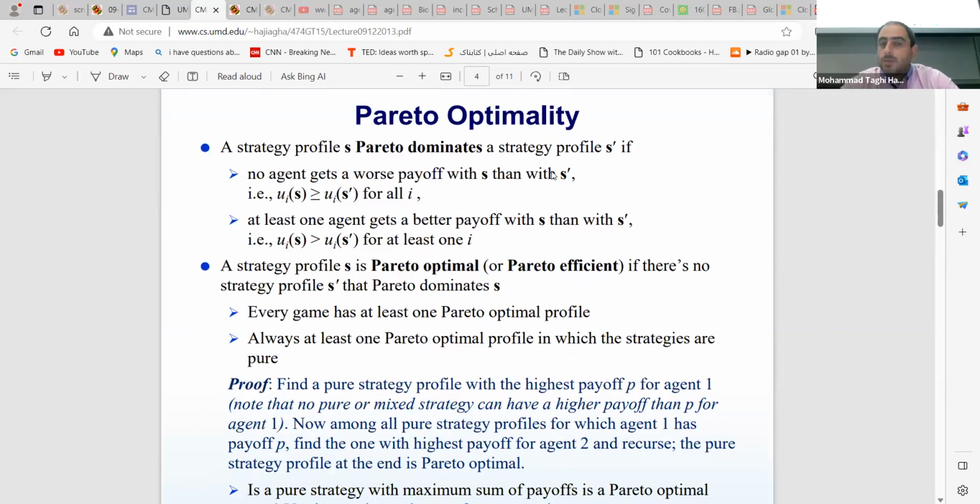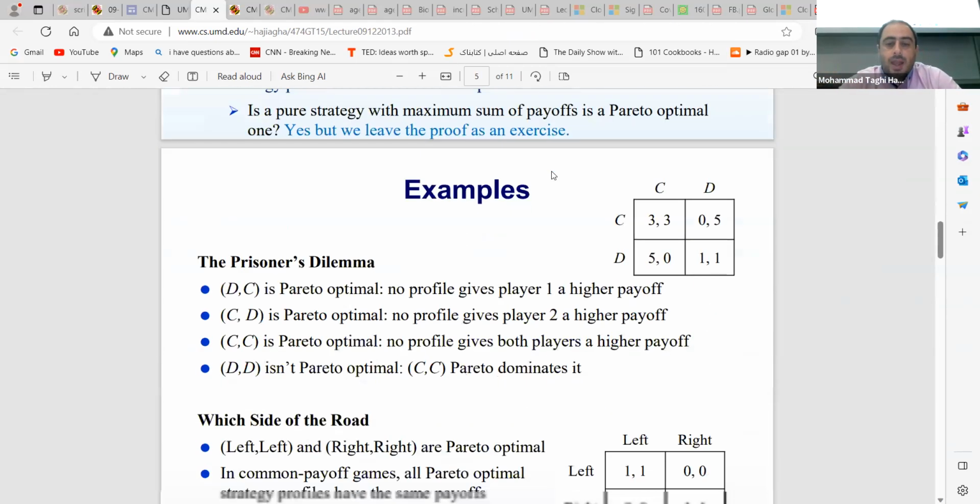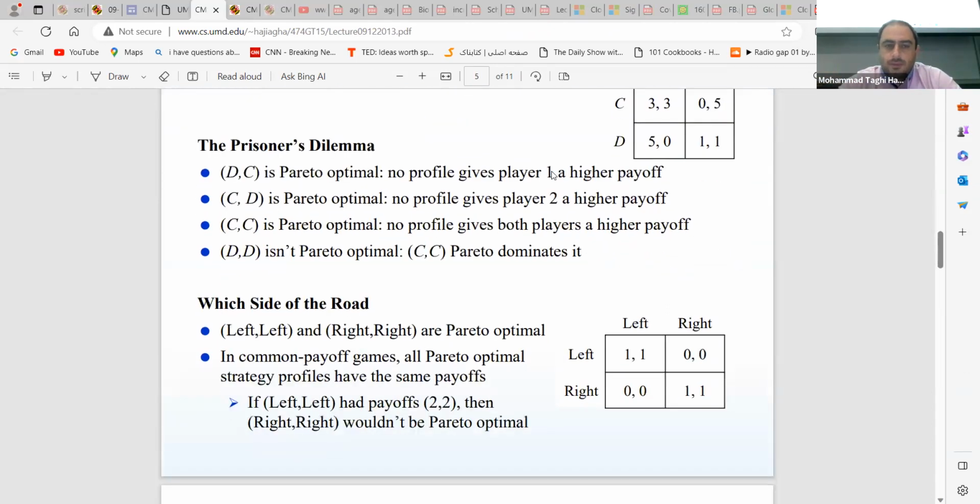Then we talked about Pareto optimality as just one concept. The idea is that a situation, or a strategy profile, is Pareto optimal. Again, a strategy profile is the vector of all strategies, and each of these strategies can be mixed or pure. Of course, pure is a special case of mixed as well. Then we say that a strategy profile S is Pareto optimal if there is no other strategy profile S prime which dominates it. Not a very weak, not a very strong concept, but a reasonable concept. We talked about it, and there were some examples for you.